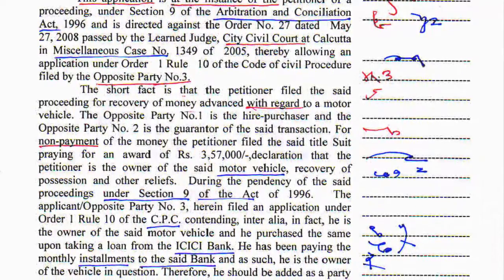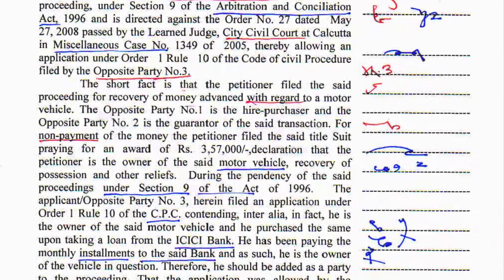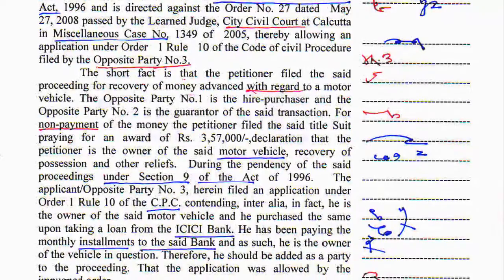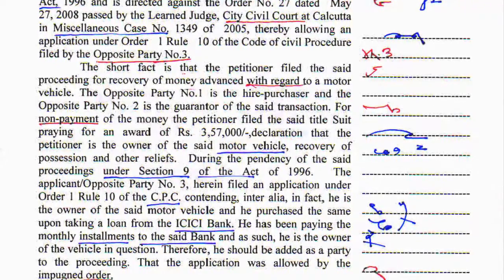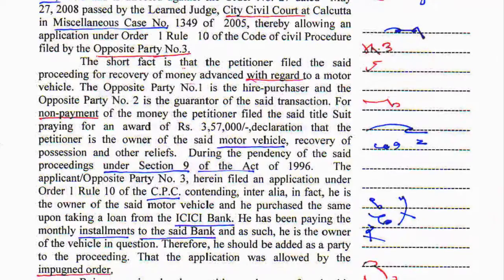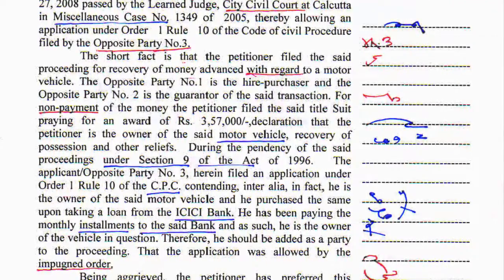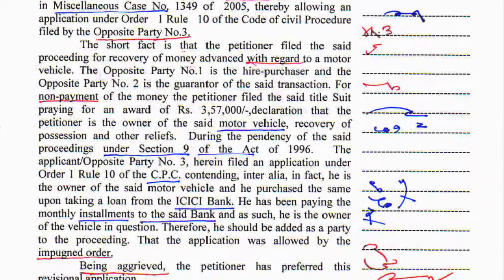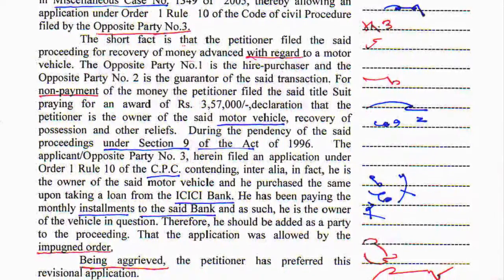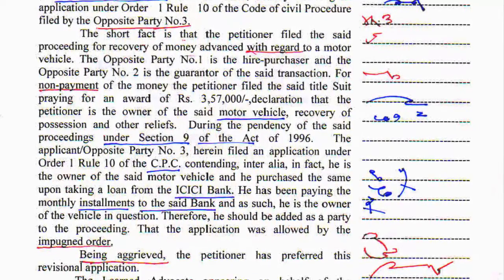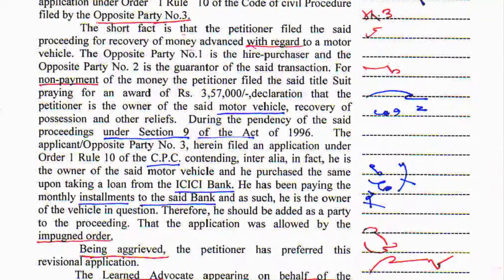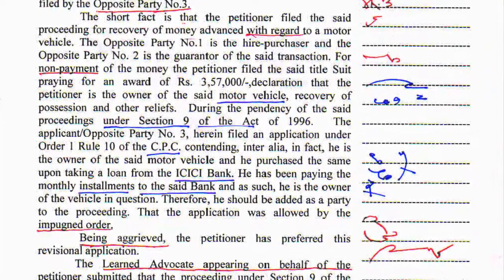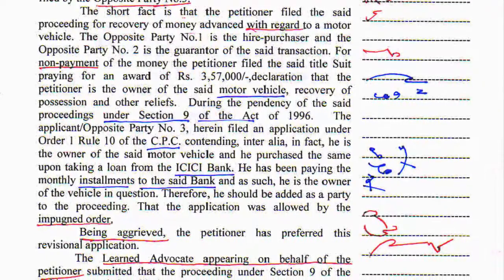The short fact is that the petitioner filed the said proceeding for recovery of money advanced with regard to a motor vehicle. The opposite party number 1 is the hire purchaser and the opposite party number 2 is the grantor of the said transaction, for non-payment of the money. The petitioner filed the said title suit praying for an award of rupees 3.57 lakh, declaration that the petitioner is the owner of the said motor vehicle, recovery of possession and other reliefs.